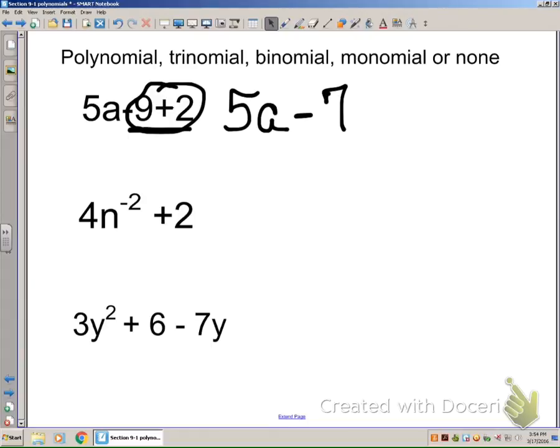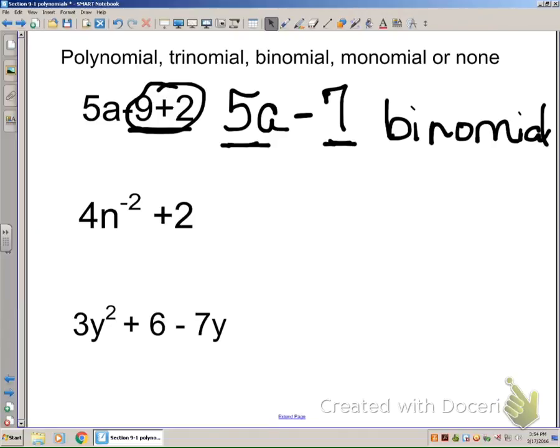So I know that this is a polynomial. I have no negative exponents. I don't have any letters in the denominator anywhere. And I don't have any exponents that are letters or variables. So it has to be a polynomial. This is one term. This is a second term. So it's a very specific polynomial. It is a binomial because it consists of two terms.